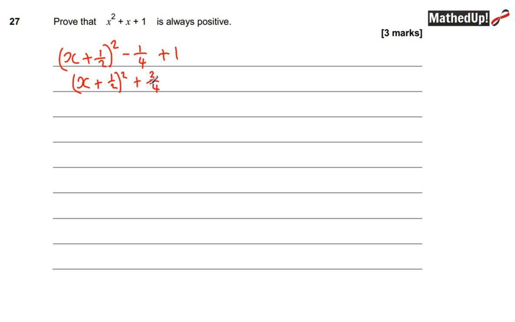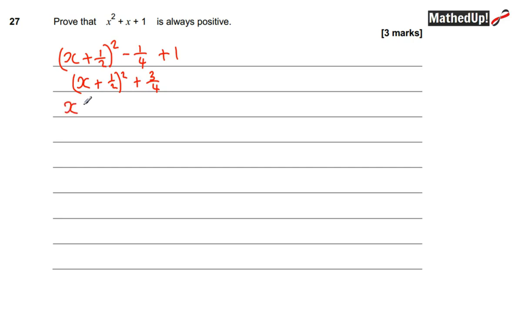Now I can see that this part of it here is always going to be positive because when I square something that's real, I get something that's going to be positive. I've now got a positive number and I'm going to add 3/4 to it. So I'm going to add on another positive number. So that means it's definitely going to be positive. So I've kind of proved that it's always positive, but I now need to write a couple of statements that show that this is always going to be true.